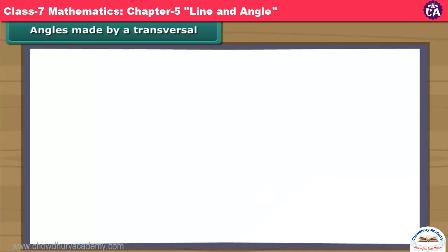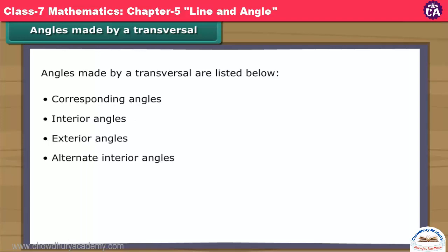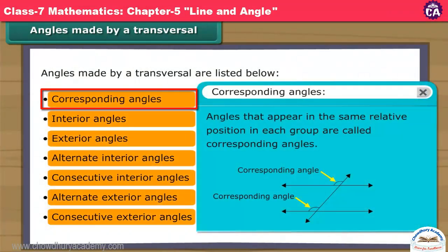Angles made by a transversal. Transversals form 7 types of angles. They are described as corresponding angles, interior angles, exterior angles, alternate interior angles, consecutive interior angles, alternate exterior angles, consecutive exterior angles. Corresponding angles. Angles that appear in the same relative position in each group are called corresponding angles.